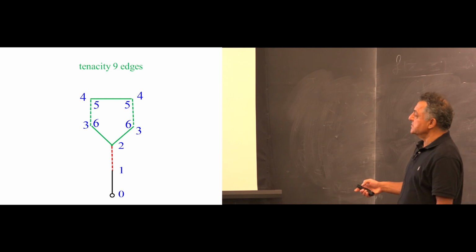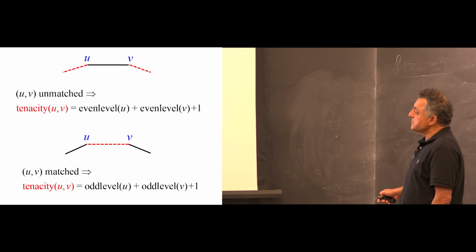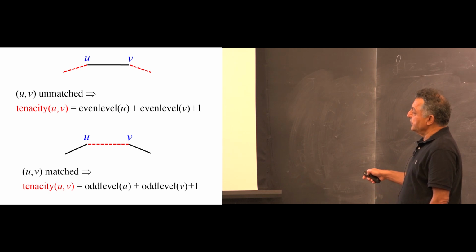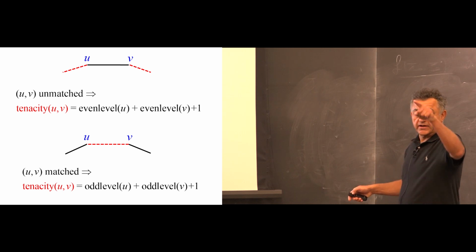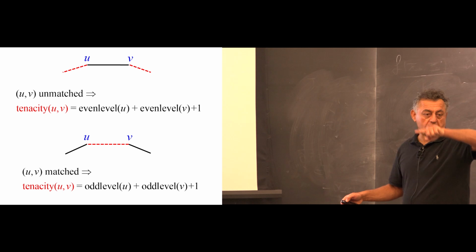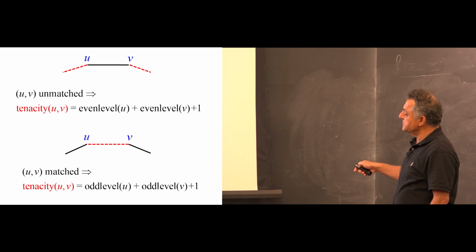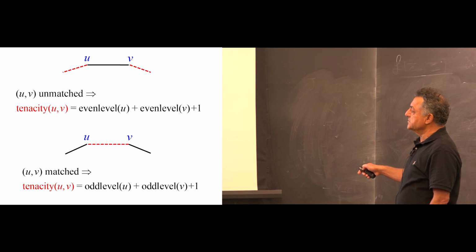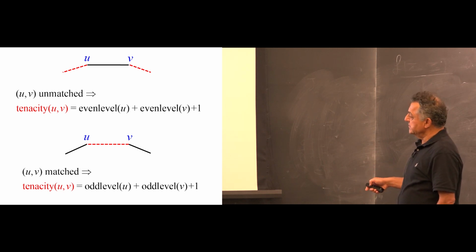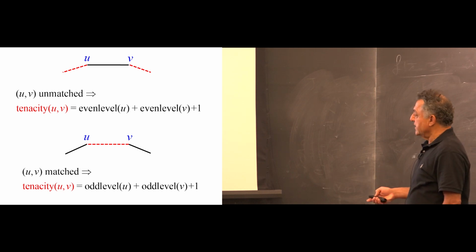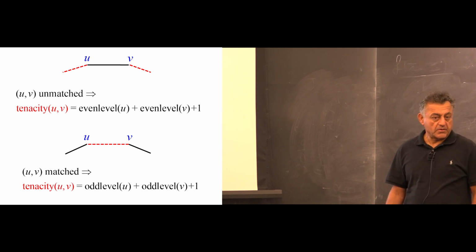And what's the correct definition there? So if an edge is unmatched, then you take the even level of u plus the even level of v plus 1. So that completes the lollipop. It has to be an alternating walk. So alternately matched and unmatched edges. So you enter this guy with a matched edge, take this unmatched edge, and leave with a matched edge. And so you're adding the 2 even levels plus this edge, and that's the tenacity of this edge. And similarly, the tenacity of a matched edge is odd level of u plus odd level of v plus 1. Okay, is that okay?